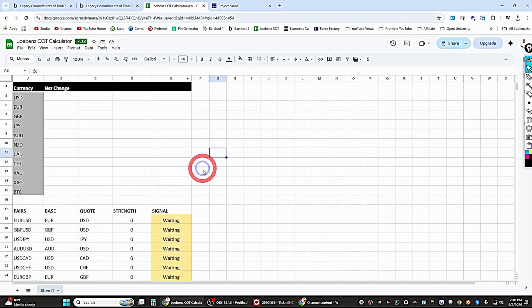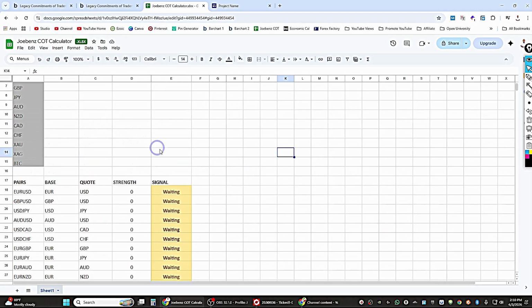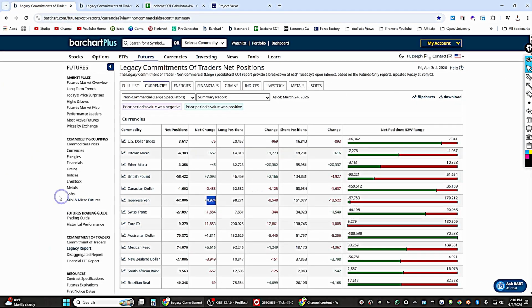So the quote calculator is available, and this is the most updated version. If there's no data here, it's going to be showing waiting. But by the time you add data and go to the pair you want to trade, it will show you what you're looking for. So one more example before I go.